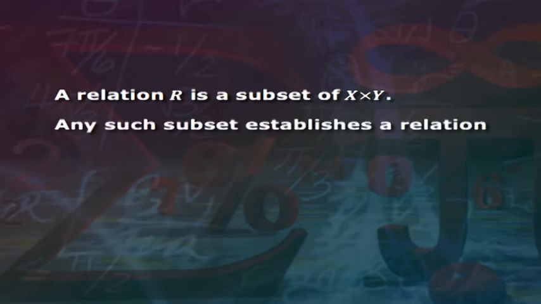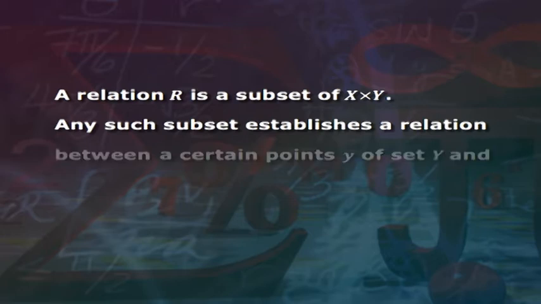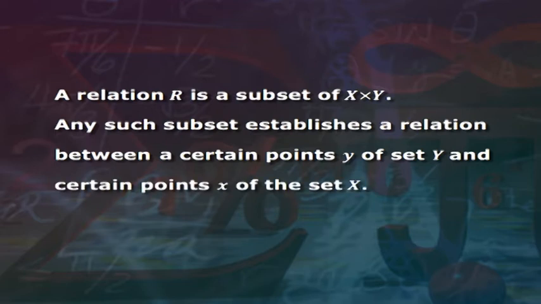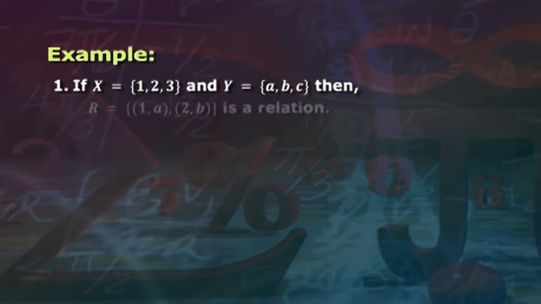Any such subset establishes a relation between a certain point y of set Y and certain points x of the set X. As for example, 1. If X is equal to {1, 2, 3} and Y is equal to {A, B, C}, then R equal to the set of ordered pairs {(1, A), (2, B)} is a relation.